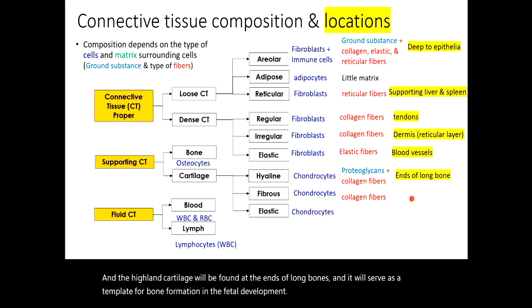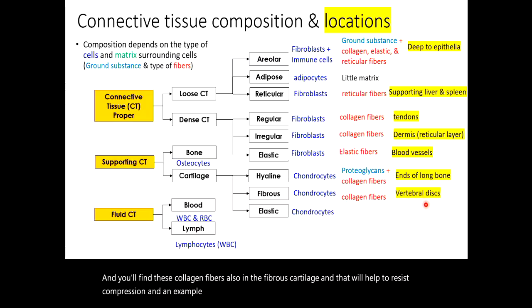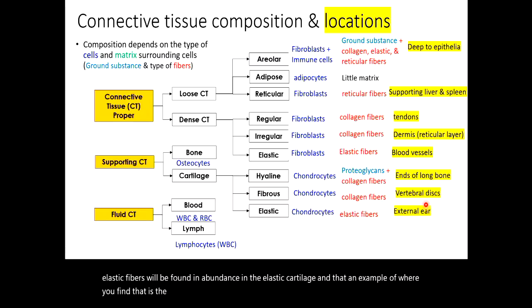And you will find these collagen fibers also in the fibrous cartilage, and that will help to resist compression. And an example of where you find that is in the vertebral discs. And finally, the elastic fibers will be found in abundance in the elastic cartilage, and an example of where you find that is the external ear.